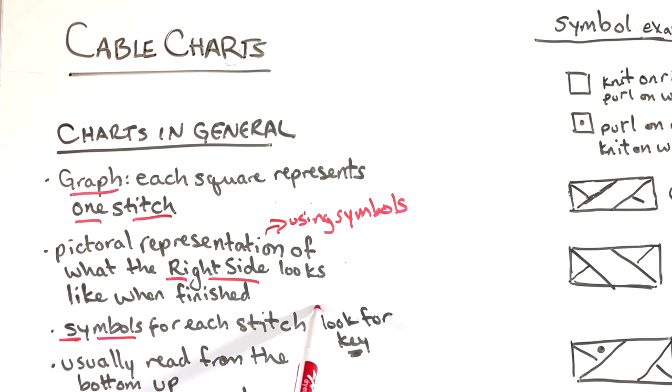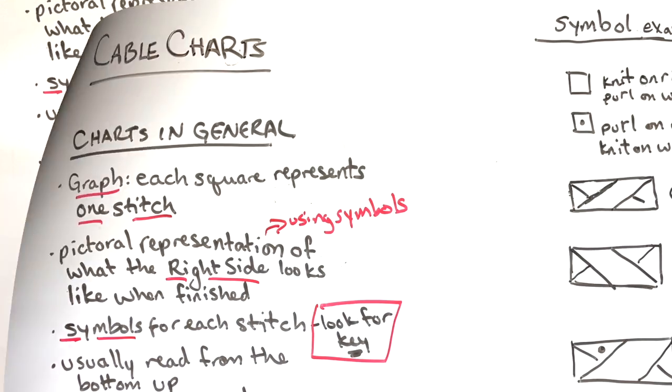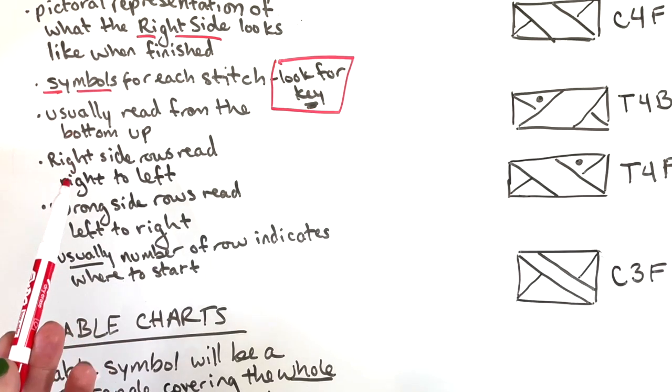And I really firmly believe a good pattern will have a key that will tell you what every single symbol means. There's a little bit more of a universal language in crochet charts than in knitting ones. Sometimes knitters come up with their own symbols. There's a few that are pretty common, and then sometimes people come up with their own symbols. So I really tell people, look for the key. A good chart will have a key that tells you what every symbol means. Things to keep in mind for every single chart.